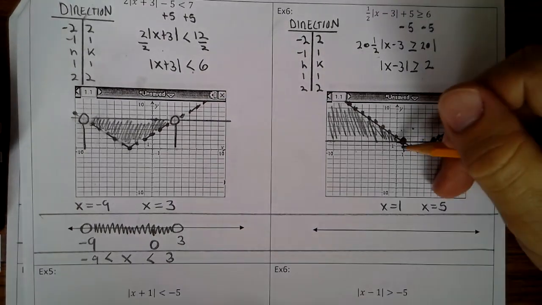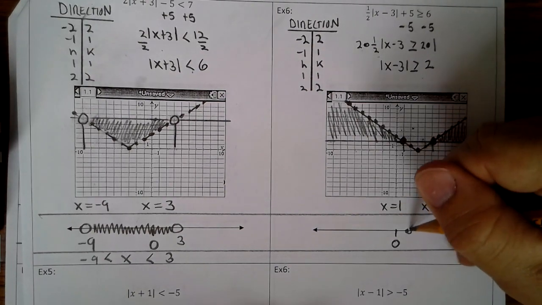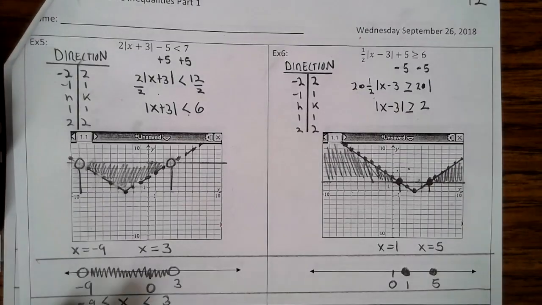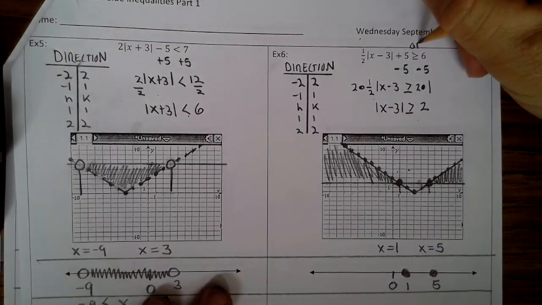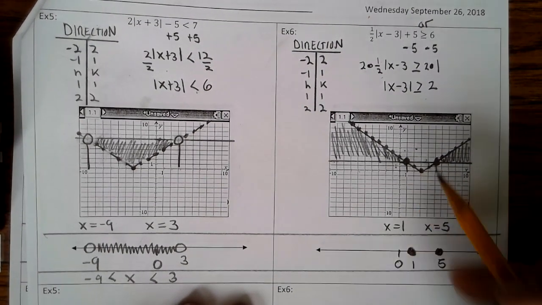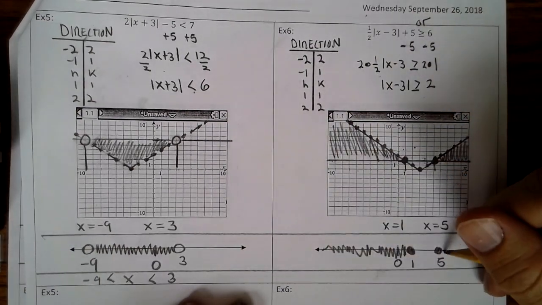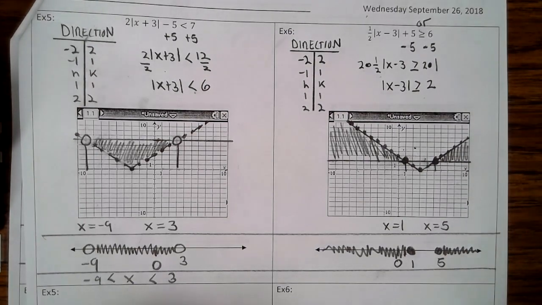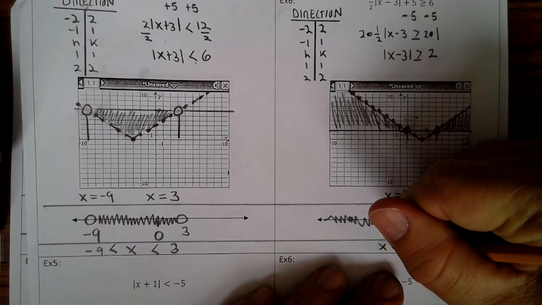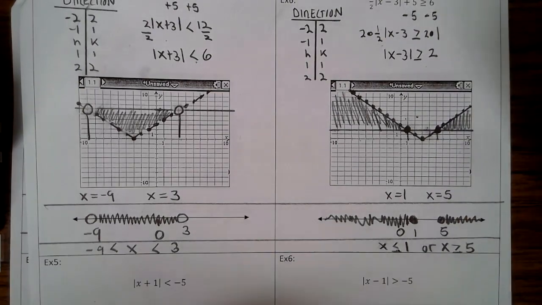So now we graph. Here's when x is 0. And then it looks like we have a closed circle at 1 and a closed circle at 5. Now, when it's greater than, we know it's an or statement. So we know we're shading, just like the picture, to the left of 1 or to the right of 5. And so our inequality is x is less than or equal to 1 or x is greater than or equal to 5.